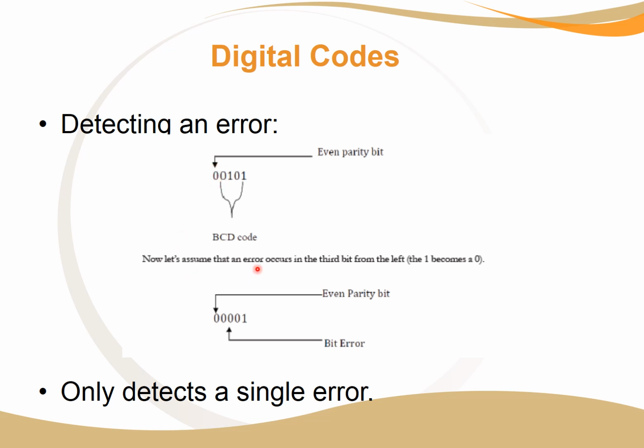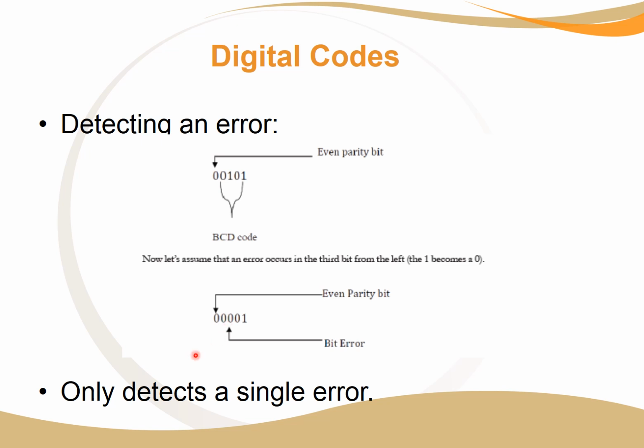So let's assume that an error occurs and one of these data bits is corrupted and it becomes a 0 instead of 1. So we have now 0, 0, 1. But according to the even parity, this whole should have whole numbers of 1s.